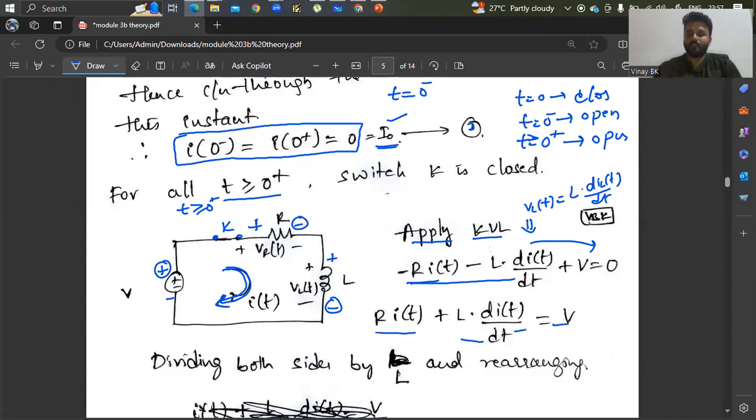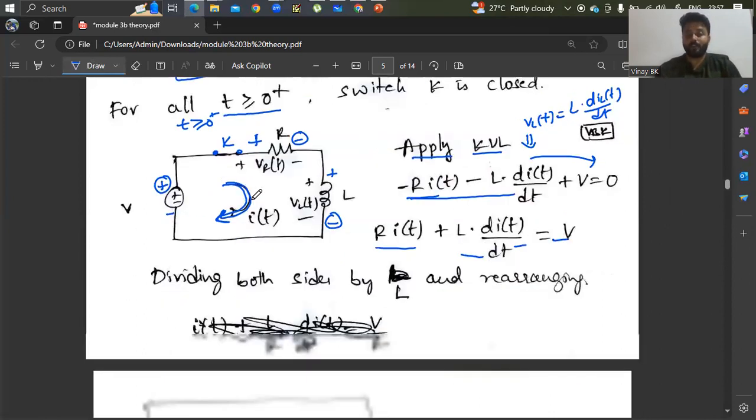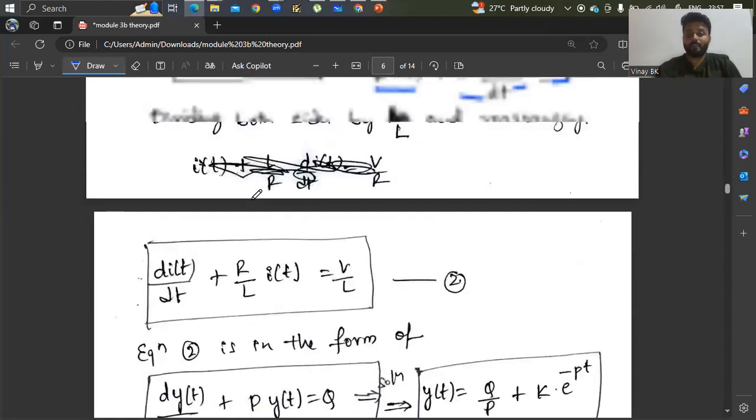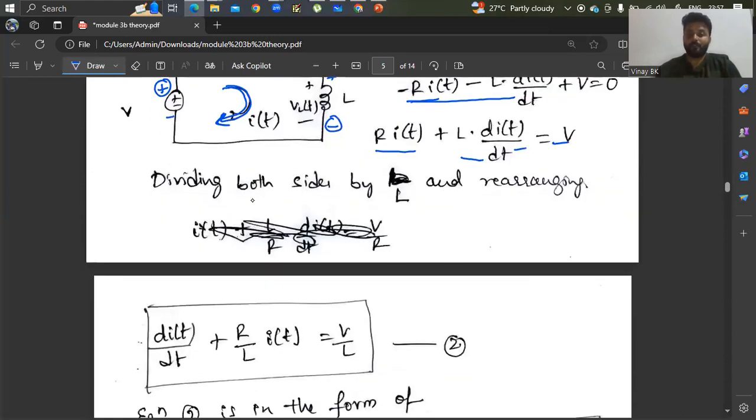Next what you're doing, you're dividing by L on both sides, in LHS and RHS. So if you're dividing, it becomes R divided by L into I of T. Then L by L is nothing but 1, that is di of T divided by dt, equals to V divided by L. Dividing L on both sides. So you are giving this as equation number 2.